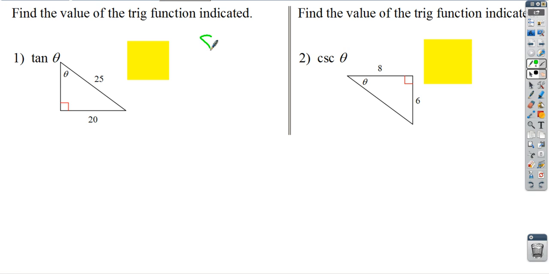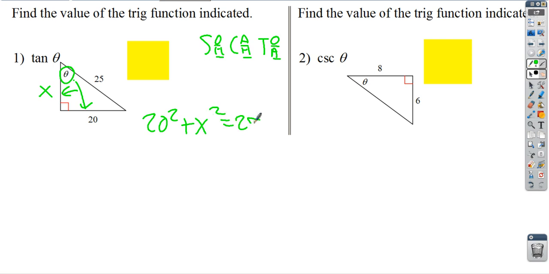So we can use this acronym SOHCAHTOA, which means that sine is opposite over hypotenuse, cosine is adjacent over hypotenuse, and tangent is opposite over adjacent. So they're asking us for the tangent of this, which is opposite over adjacent. They don't give us adjacent, but we can use the Pythagorean theorem to find it. So 20 squared plus we don't know squared equals 25 squared.